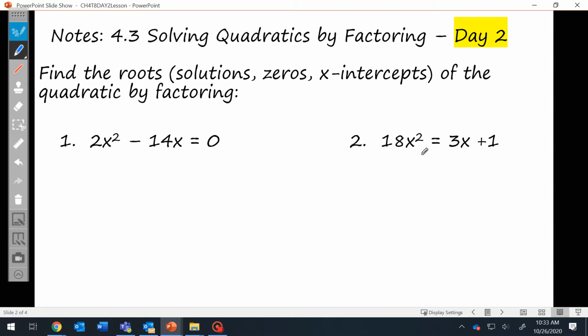Alright, so 18x squared equals 3x plus 1. The initial condition is not met yet. Everything needs to be on the left side. So I need to move the 3x to the left side. I also need to move the 1 to the left side. So I'm going to have 18x squared minus 3x minus 1 equals 0.